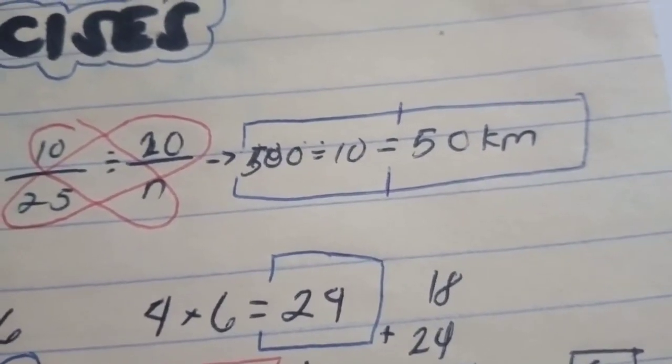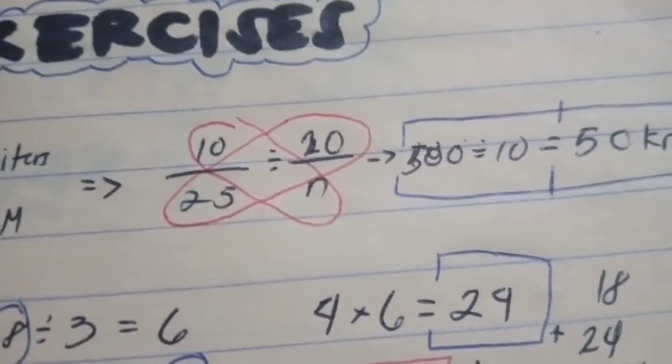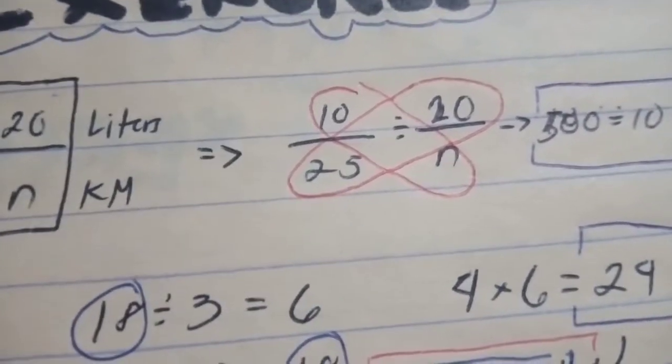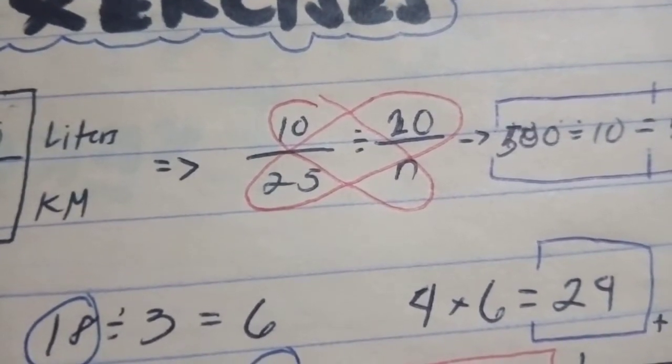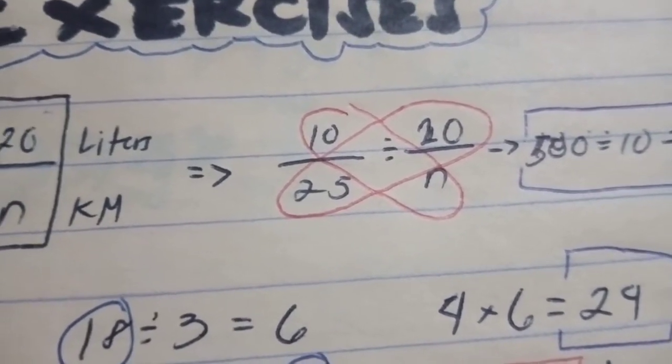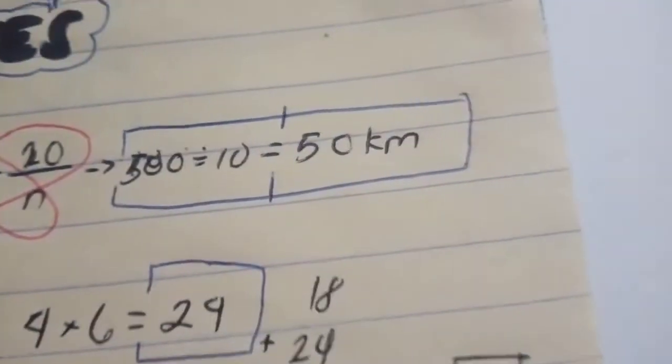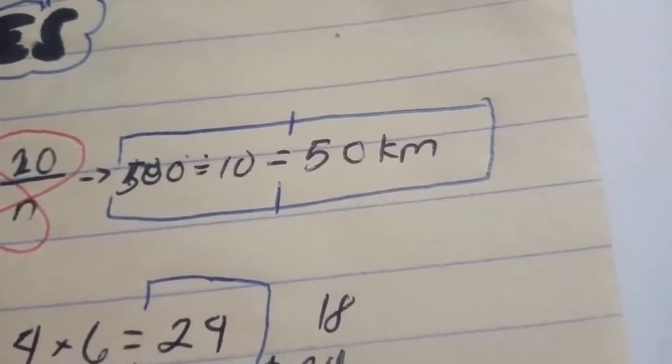We will then get an answer of 50 kilometers by dividing 500 by 10. We will get 500 by multiplying 25 by 20. And we will then get the result of 10n by multiplying 10 by n. Therefore, giving us 500 divided by 10 and a result of 50 kilometers.